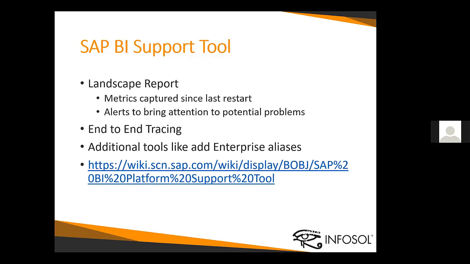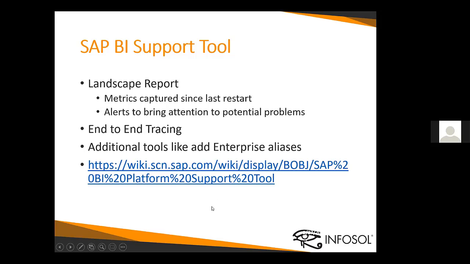And I'm going to show you this, but it also has little tools as well. One of the ones I like the best is the end-to-end tracing tool. There is some, and also the enterprise aliases. So adding enterprise aliases to users is kind of a nice tool. There is a wiki on it on how to set it up, and there's some pieces to that.